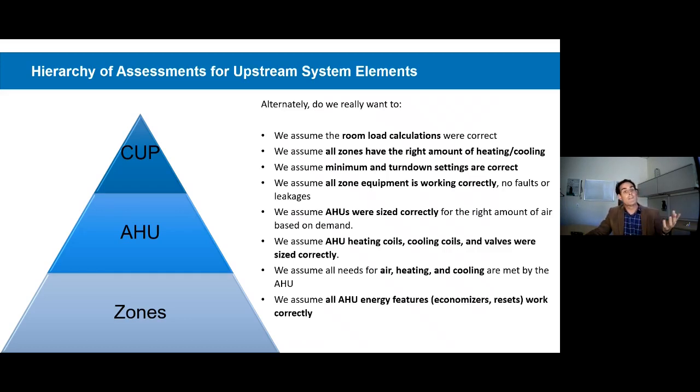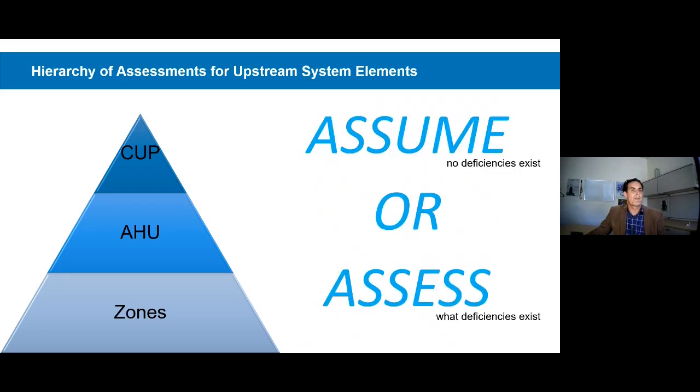So from the perspective of the portfolio, there's a whole lot more liability and risk in not doing those assessments from the zone up. So for a cute summary slide, what we're going to do here is we're either going to assume that everything outside of our scope is working, or we're going to assess and find out what's working and what's not working. And our emphasis is obviously on the latter one.